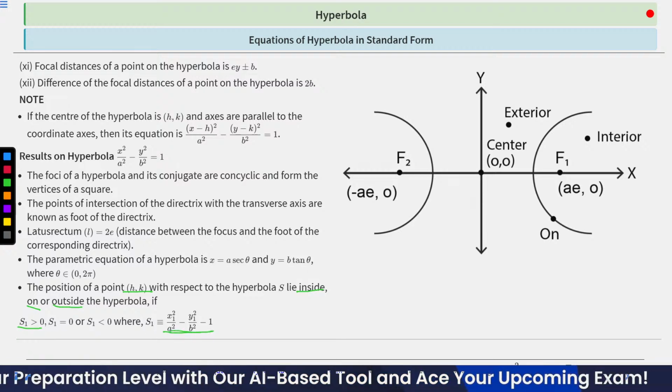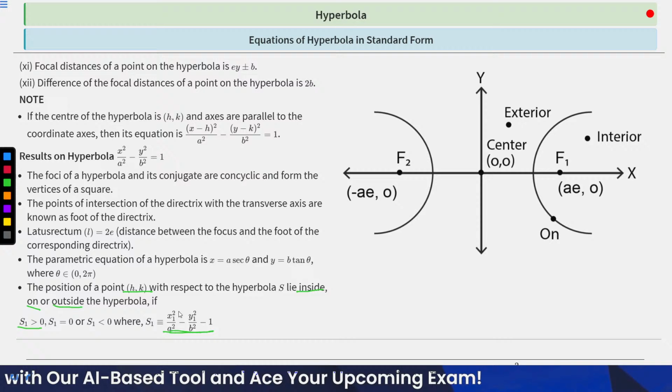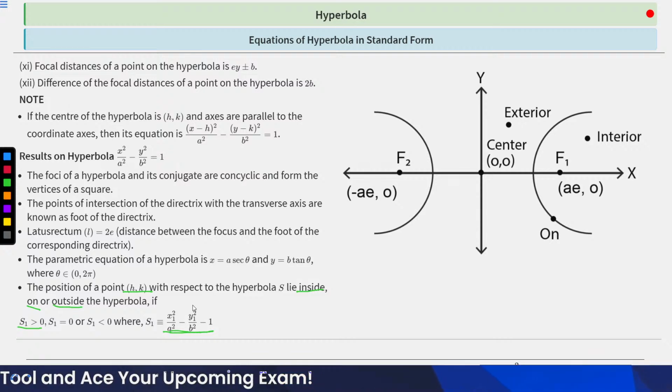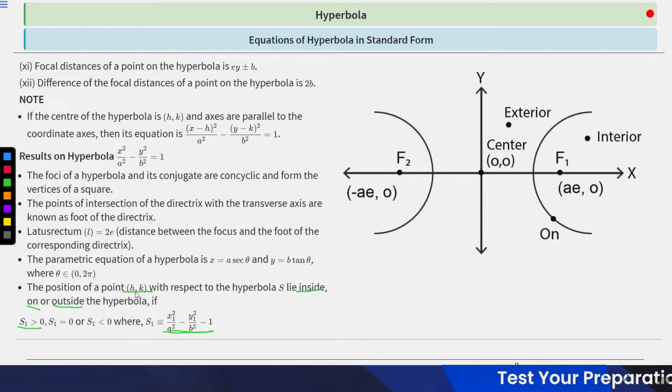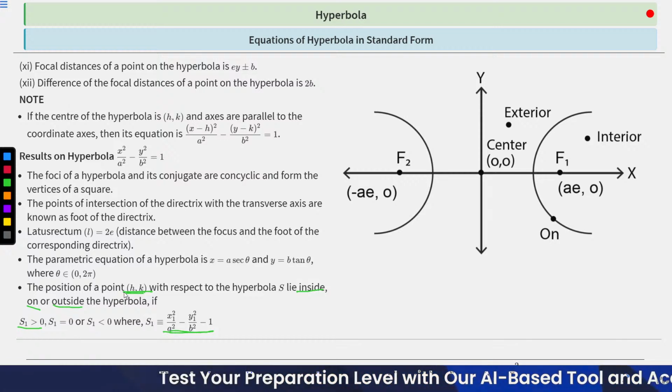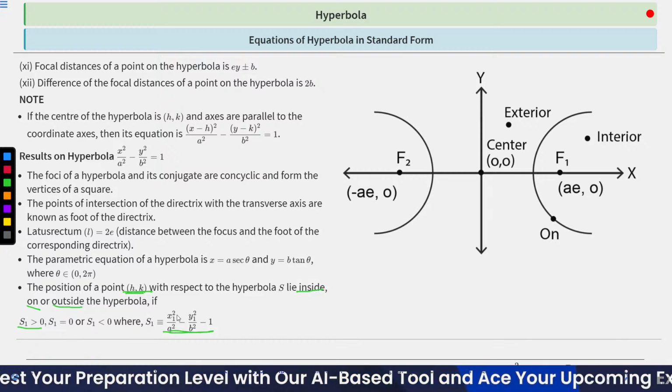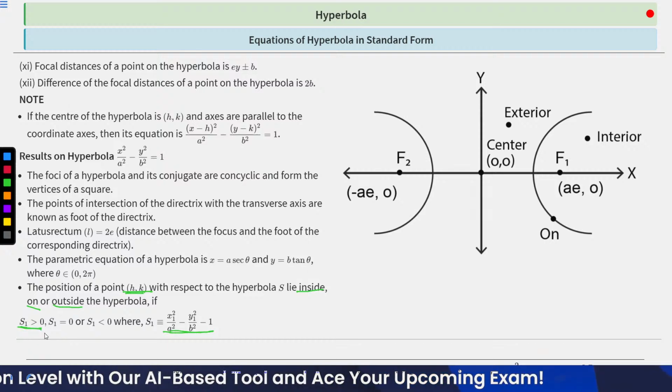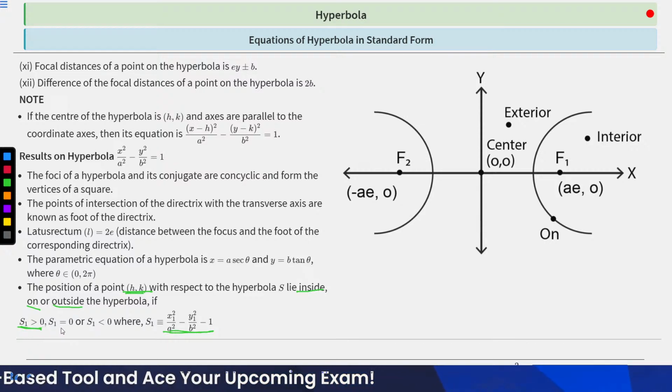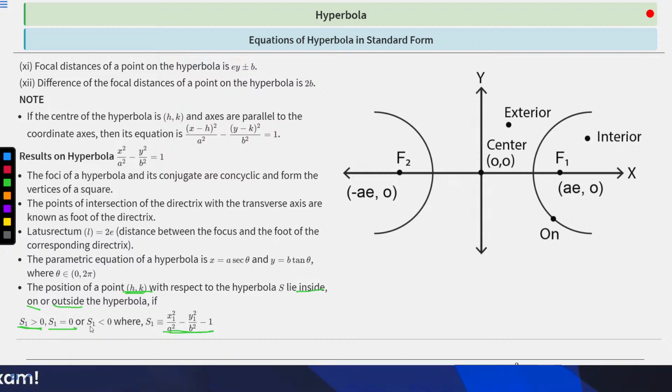Take this as your expression: x1 whole square divided by a square minus y1 whole square divided by b square minus 1. This will be your expression, where x1 and y1 are the point that you have to determine is lying outside, inside, or on the hyperbola. Now, if S1 is greater than 0, then it will be inside the hyperbola. If S1 is equal to 0, then it will be on the hyperbola. If less than 0, then it will be outside the hyperbola. Okay.